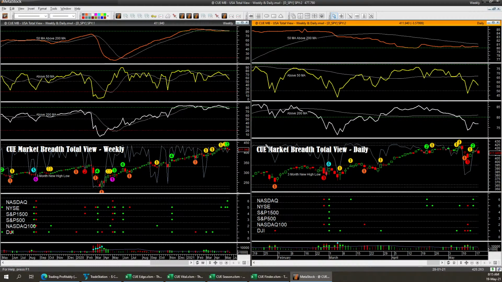Let's look at the total view daily interval that comprises insights from two composites, Nasdaq and NYSE, and four major indices: S&P 1500, S&P 500, Nasdaq 100, and Dow Jones Industrials. If we look at all the stocks with 50 MA above 200 MA, a breadth indicator, it is still holding above the 80% level. The green line is the 80% level. The percentage of stocks above 50 MA has come down considerably from the 80% level, which is here. It is now around 57.